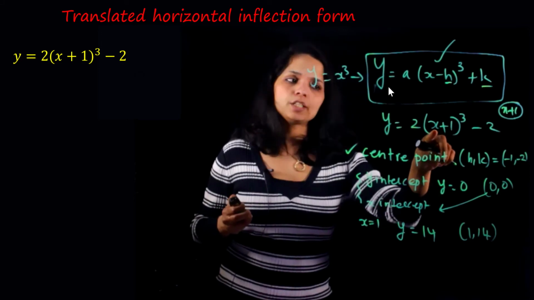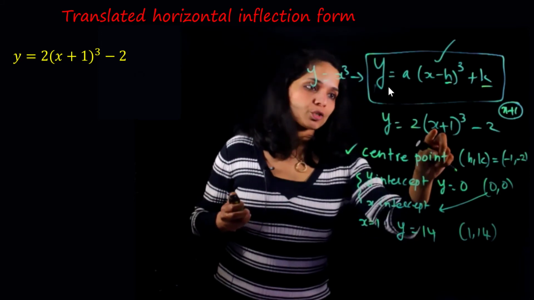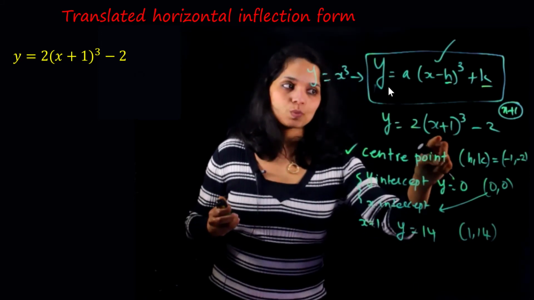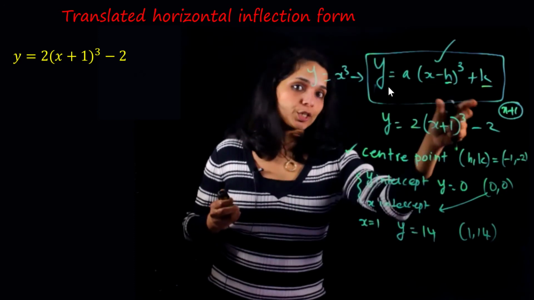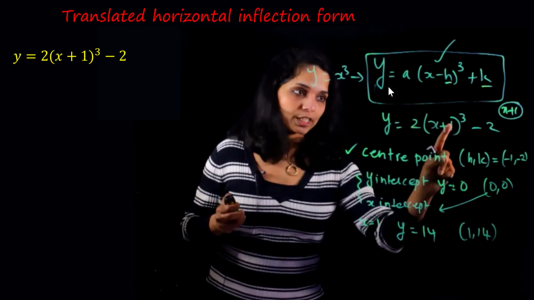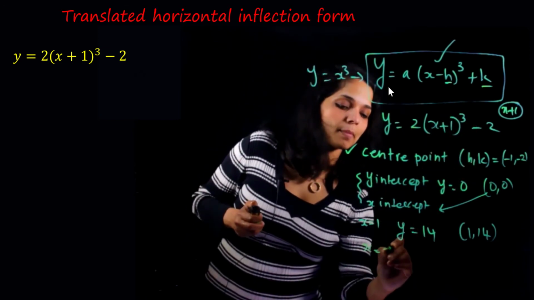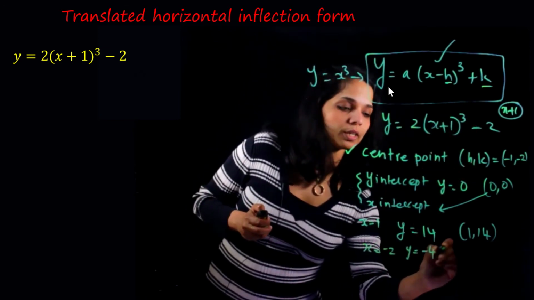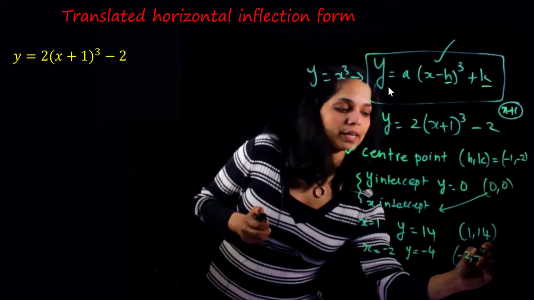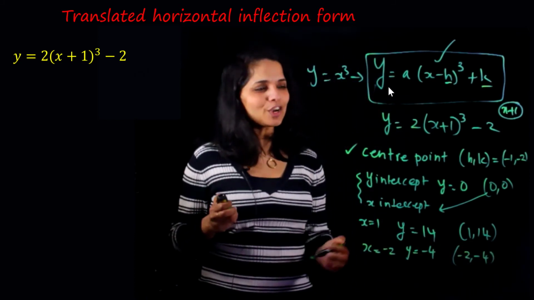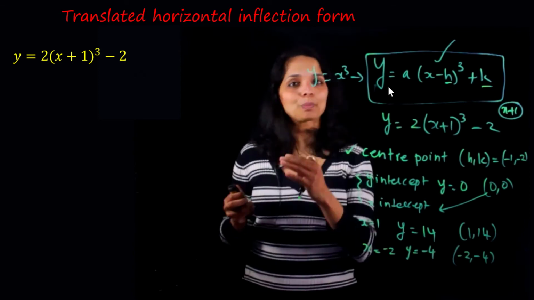And put minus 2. Minus 2 plus 1 is minus 1 inside the bracket, which when cubed is minus 1. So it's minus 2, minus 2 is minus 4. Okay, so (minus 2, minus 4) is another point. So we got 4 points. Now let's plot the graph.